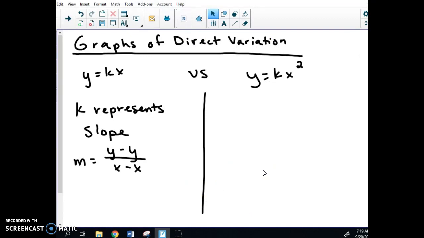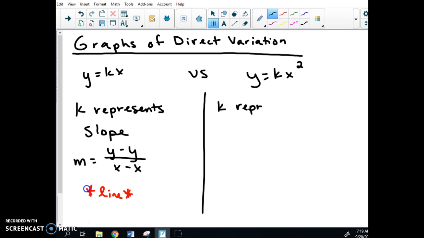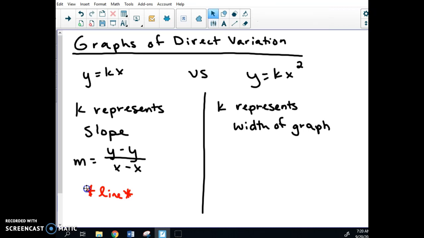When we're dealing with y equals kx squared, k doesn't necessarily represent the slope. It's kind of related to slope. K represents how wide the graph is. And that's something that we just need to look at. It's not something that is realistically going to affect things too much.